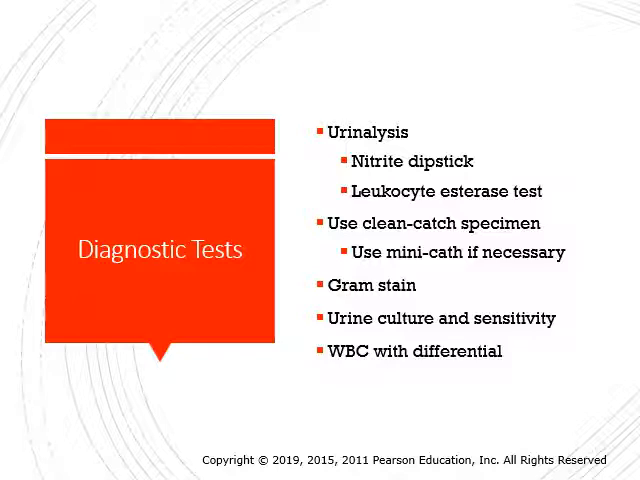Gram stain we can use to determine what actual microorganisms are growing by looking at the urine under a microscope. Culture and urine culture and sensitivity are the same thing. So we can determine what's growing and then determine the appropriate antibiotic for that particular microorganism. And then a white count, WBCs with differential. We're going to take a look and just decide if the patient has an elevated white blood cell count.